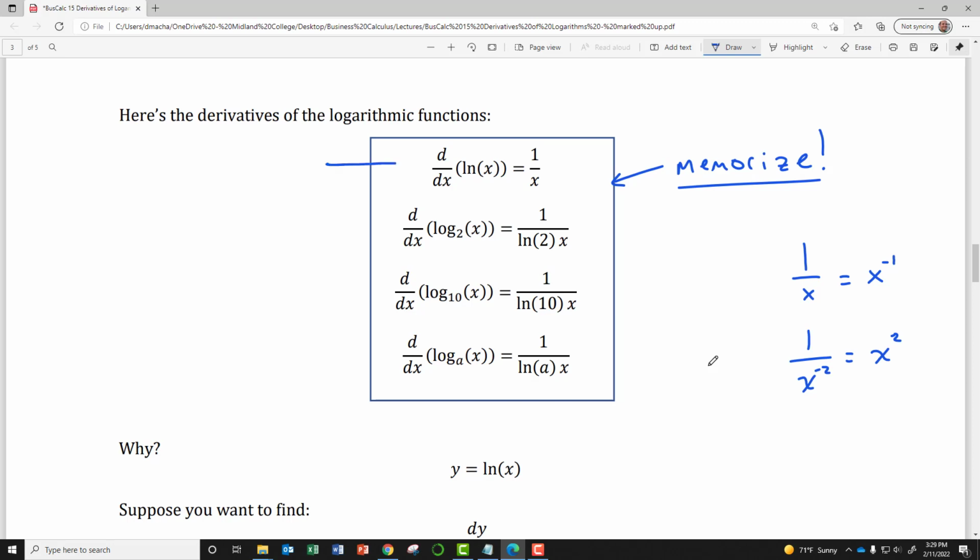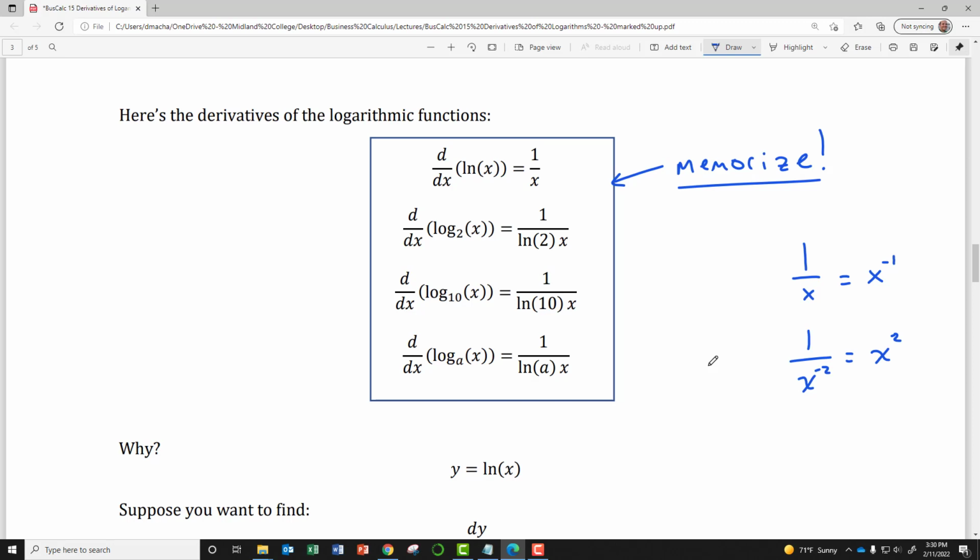And this is the derivative of the natural log function. So our topic today is the derivatives of the logarithms. And logarithms can have different bases, right? So we can have logarithm base 2, logarithm base 10. Those are both very common logarithms to use.